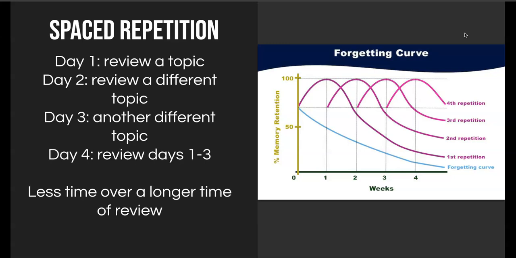So that's the principle I've applied to the paper that you have that should have been passed out today, your 30-day review calendar. It's the idea that every day you review a little bit, right? And then every couple of days you repeat that information, right? You're reviewing that information. Spaced repetition is the studying principle of studying for shorter bursts of time, less time over a longer period of review.